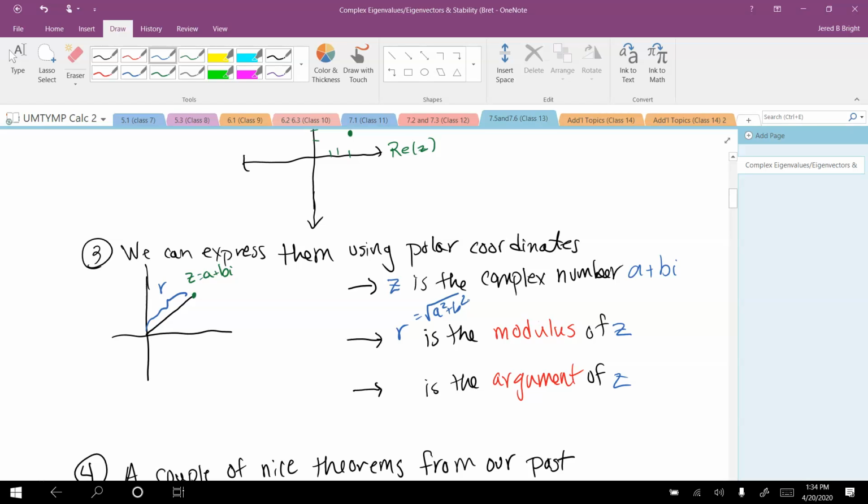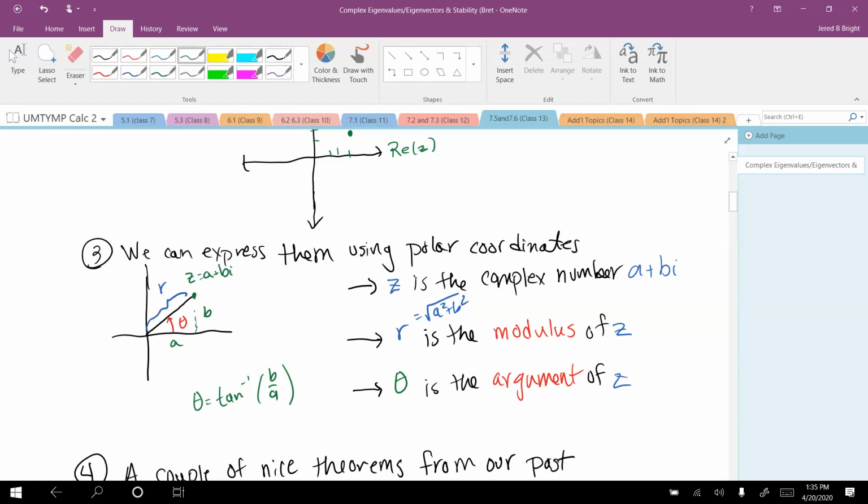And then, if you remember from polar coordinates, you also have an angle theta, which is the angle from the positive real axis. We call theta the argument of z, and we can find it in a variety of ways. The most common one is that theta is tangent inverse of b over a, because you have a component a and a component b. And then you do tangent inverse and you're done.